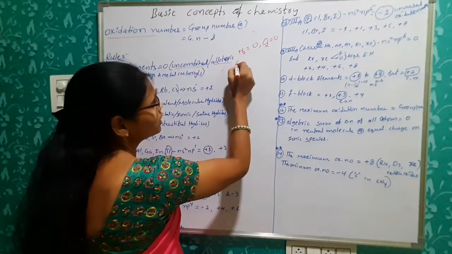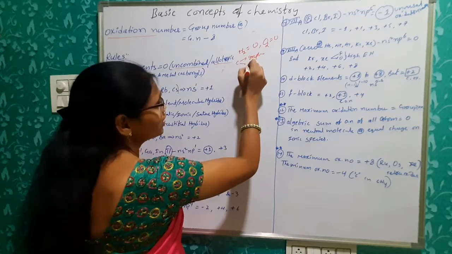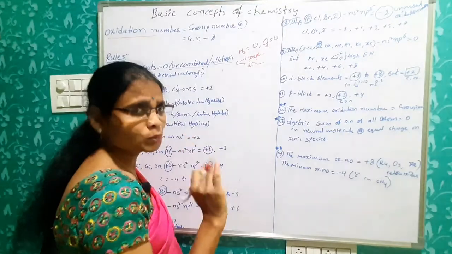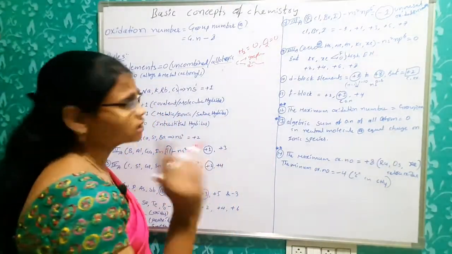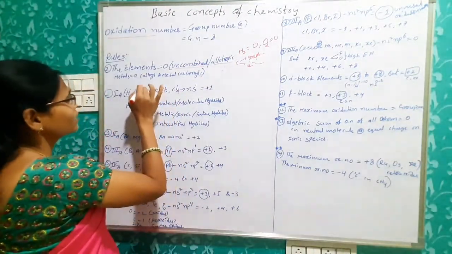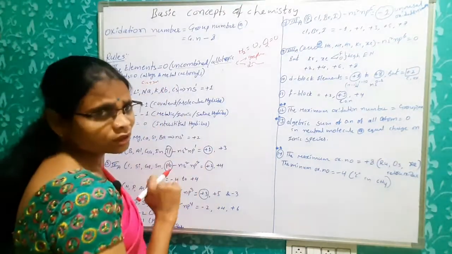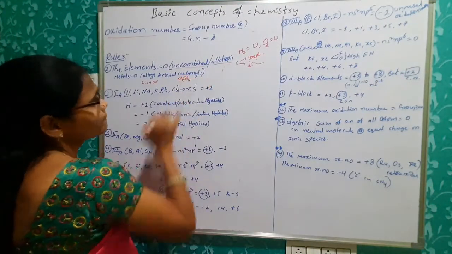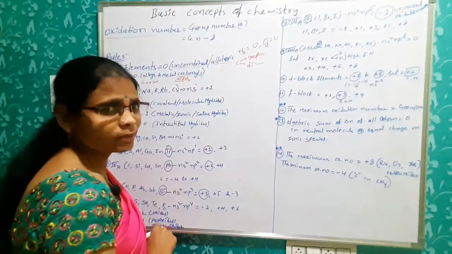Allotropic state means, for example, carbon allotropes graphite and diamond. In both graphite and diamond, the oxidation number of carbon is 0. Metals also show 0 oxidation number in alloys and metal carbonyls. Alloys, for example brass: copper and zinc are both in the 0 oxidation state. Metal carbonyl, for example nickel tetracarbonyl: here also nickel shows 0 oxidation number.